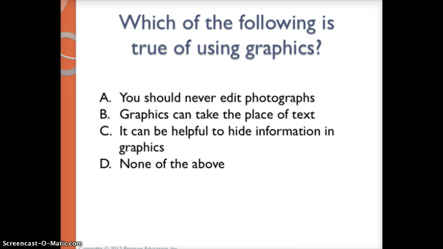Which of the following is true for using graphics? A. You should never edit photographs. B. Graphics could take the place of text. C. It can be helpful to hide information in graphics. Or D. None of the above. Hopefully you said D. None of the above.